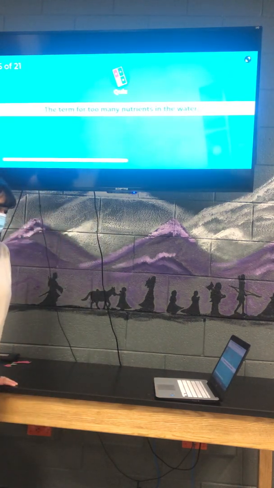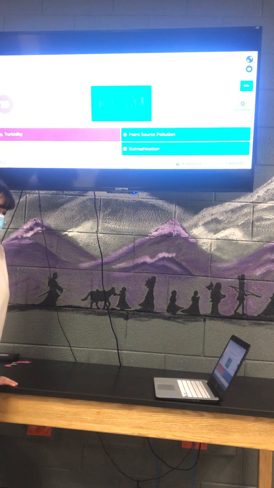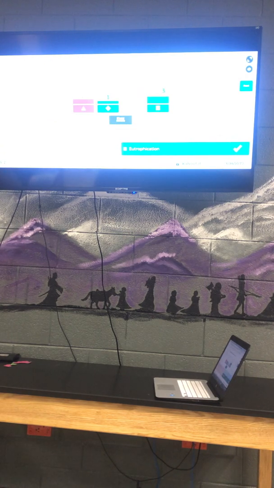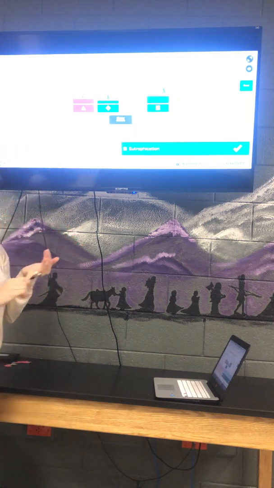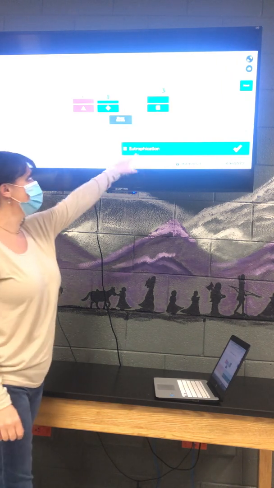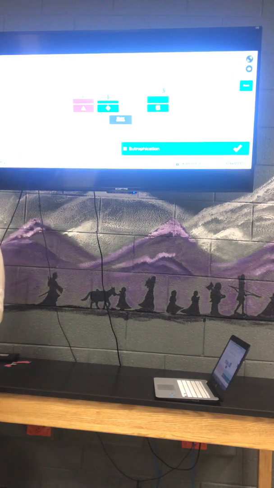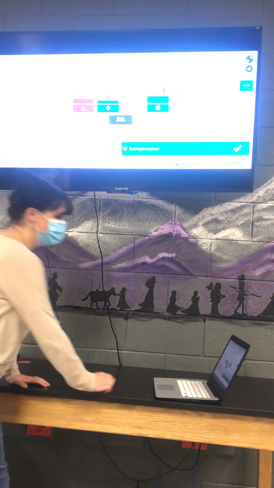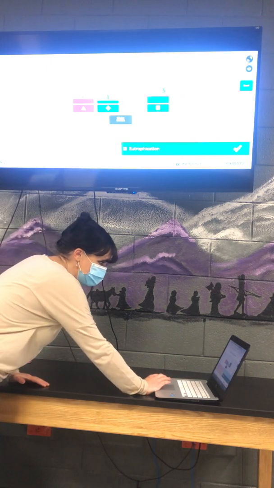The term for too many nutrients in the water. We've already had this one. Nutrients, think fertilizer. Okay, so we've already talked about too many nutrients in the water by talking about too much fertilizer being in the water, and that term is eutrophication. So too many nutrients, it's fertilizers in the water. However you word it, you're getting too much of the nutrients or fertilizers in it.